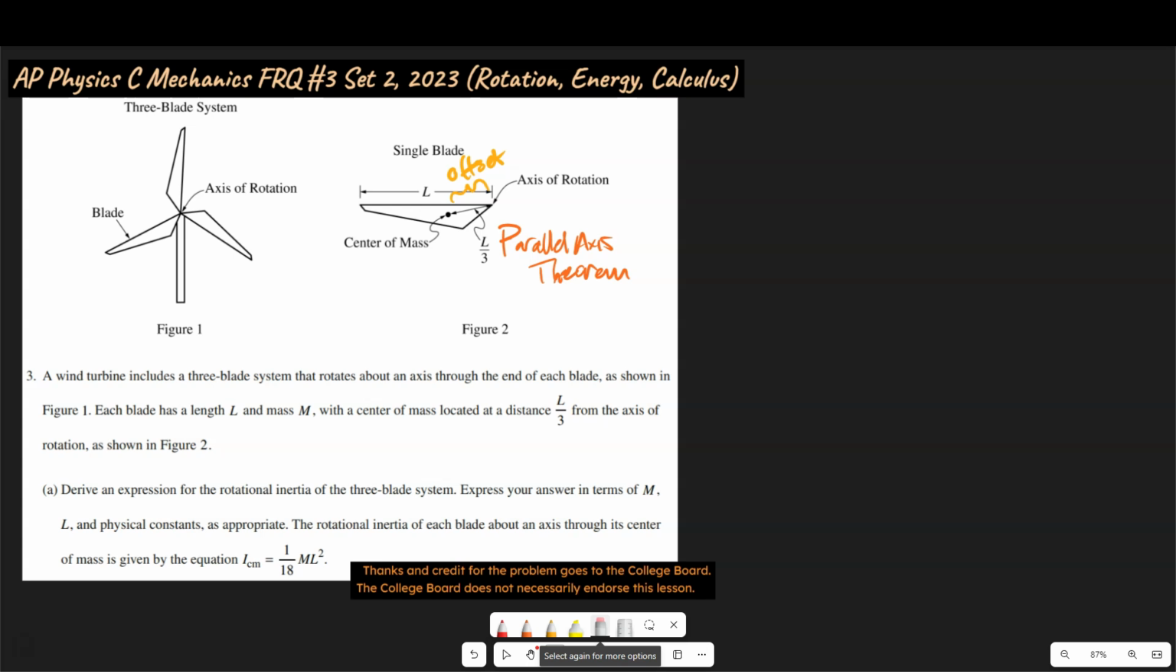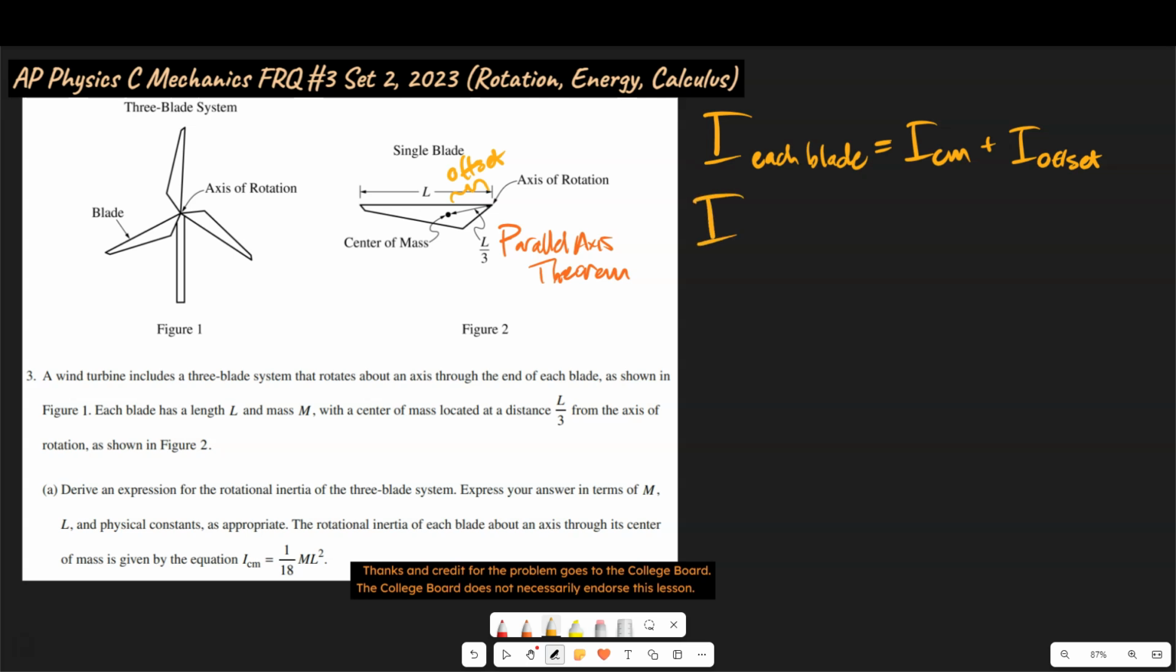Okay, so let's continue to read the problem. It says, derive an expression for the rotational inertia of the 3-blade system. Express your answer in terms of M, L, and physical constants. The rotational inertia of each blade about an axis through its center is given by this equation right here. Let's say the rotational inertia of each blade is equal to the rotational inertia for the center of mass of each blade plus the I offsets. There is some value that this is offset by, and that changes things.